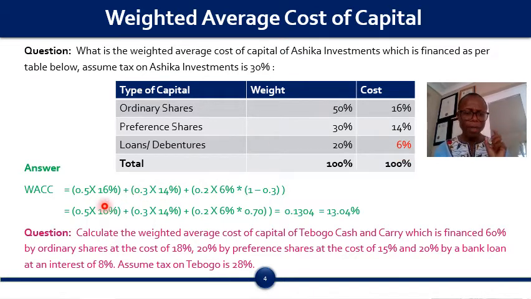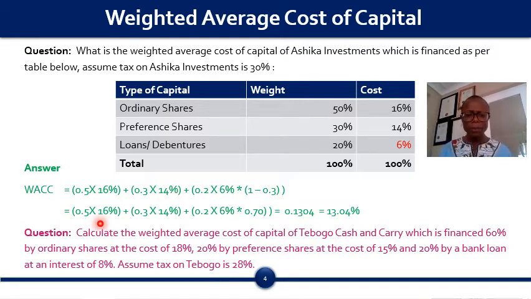We are going to say 0.5 times 16, no change there. 0.3 times 14, no change there, but now comes the change. We are going to say 0.2 times 6 times 1 minus 0.3. Why 1 minus 0.3? Because the tax should reduce the cost of interest. So we are saying 1 minus 0.3, so that we reduce that 6% by 30%.